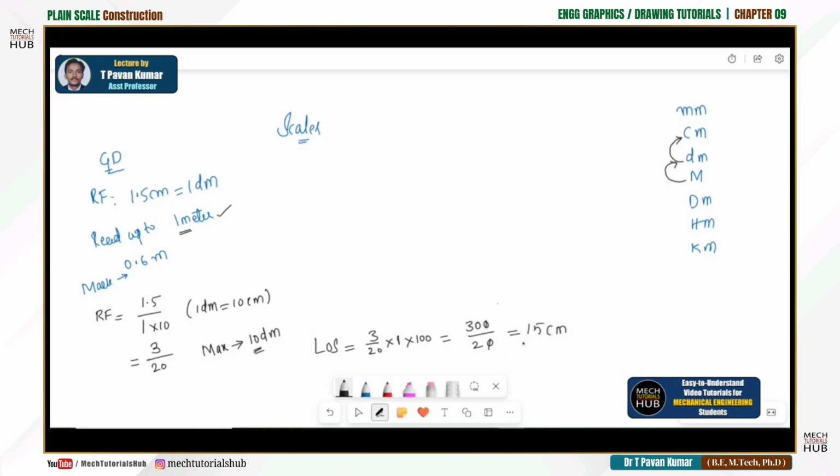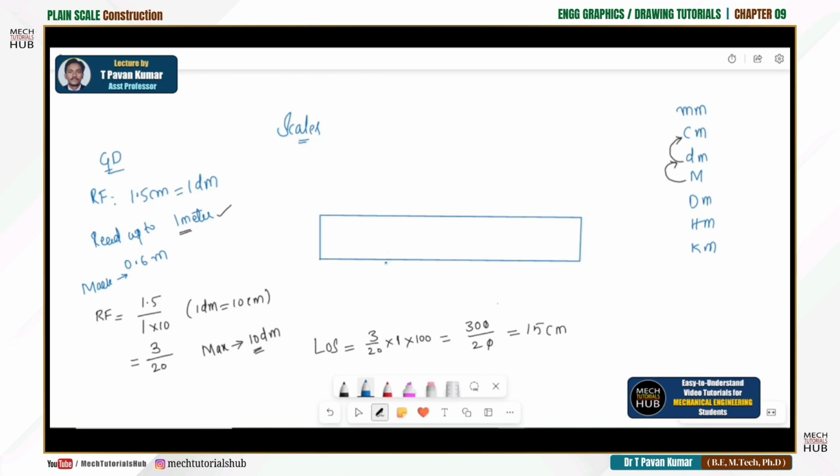Now I need to draw a length of 15 centimeters, which I can measure with the scale available. So let me draw a line of 15 centimeters. Let us say this is a line of 15 centimeters. Then what should be the width of the scale? When it comes to a plane scale, the width should be 1.5 centimeter or 1 centimeter. 1.5 centimeter, then again one more line parallel to the baseline, and I'm closing it. Done.